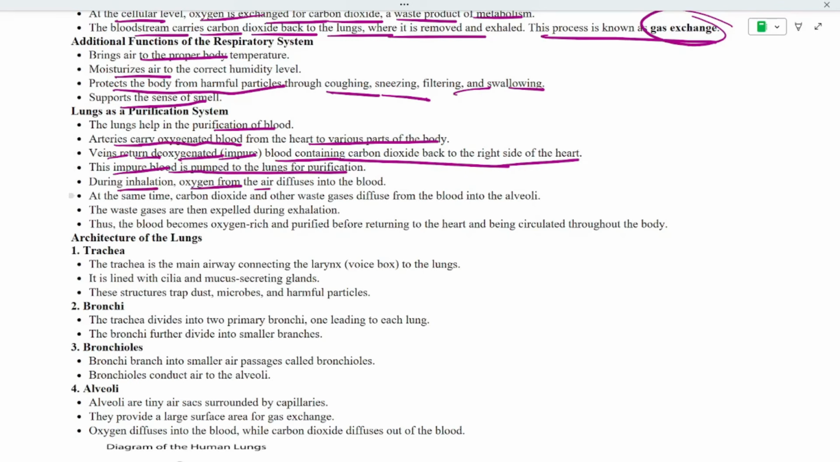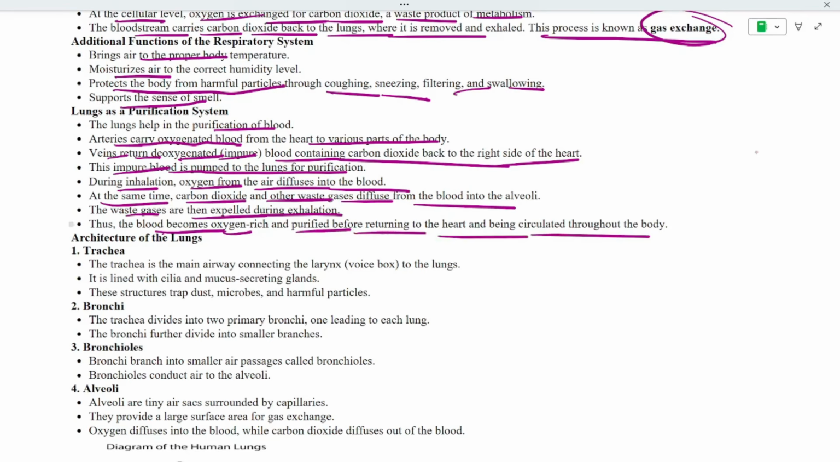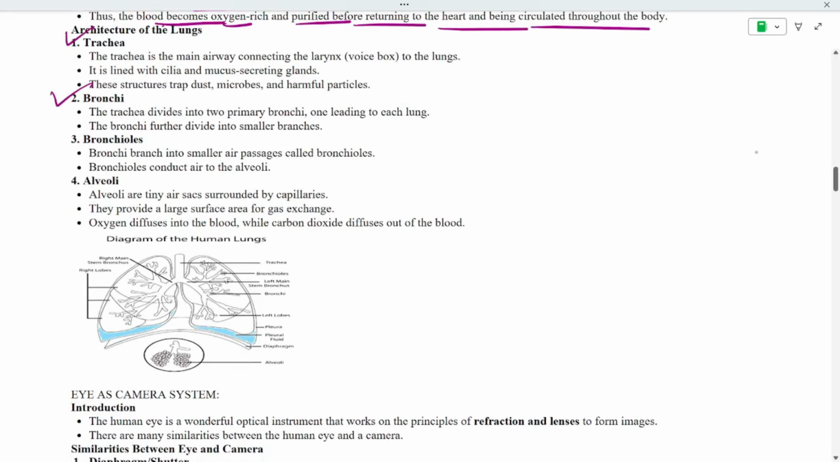During inhalation, oxygen from the air diffuses into the blood. At the same time, carbon dioxide and other waste gases diffuse from the blood into the alveoli. The waste gases are then expelled during exhalation, which means they come out. Next, the oxygen-rich blood that has been purified returns to the heart and is circulated throughout the body. Next, the architecture has the trachea, bronchi, bronchioles and the alveoli, and you can see the lungs diagram also. It is also one of the important diagrams.